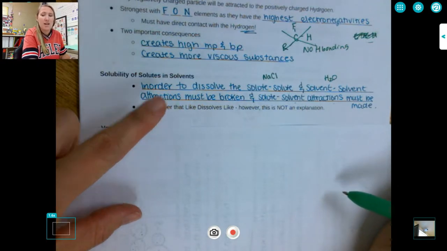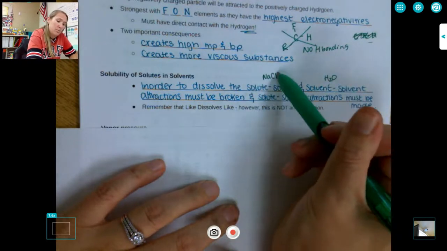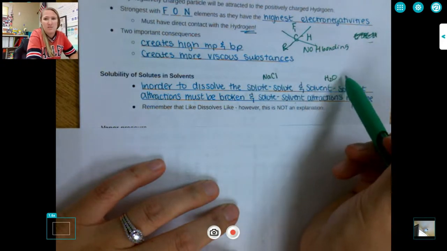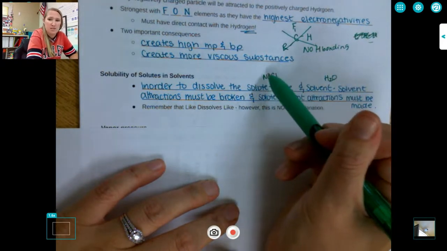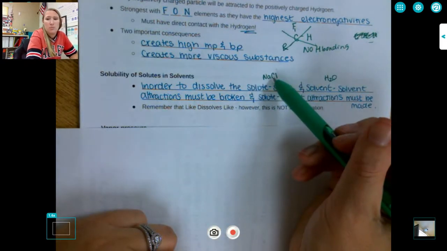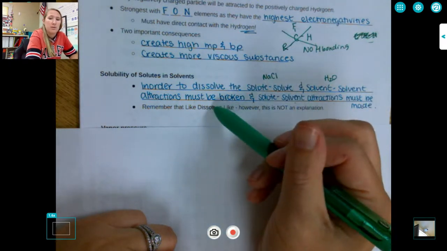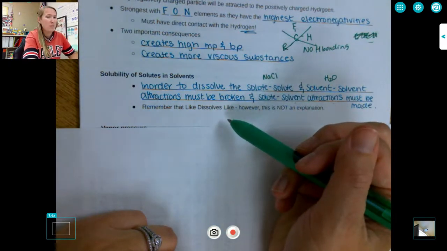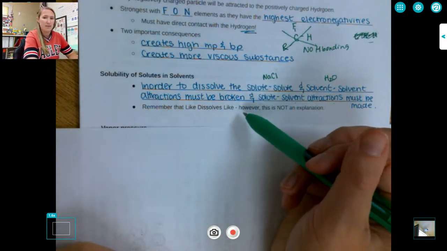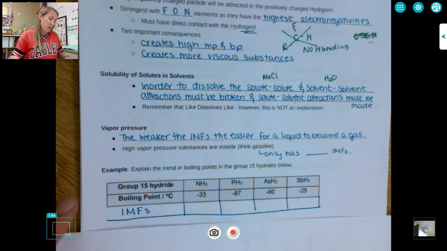each other. And this is why things that are polar can break apart polar things, because they have positive and negative ends, so they can rip apart the positive and negative ends. And things that are nonpolar can also squish in between and take apart things that are nonpolar. So "like dissolves like" is what we remember, but it doesn't explain what happens. We can also talk about vapor pressure.